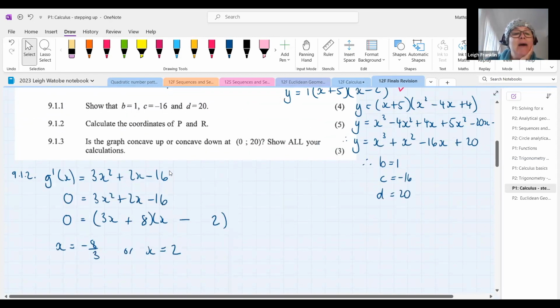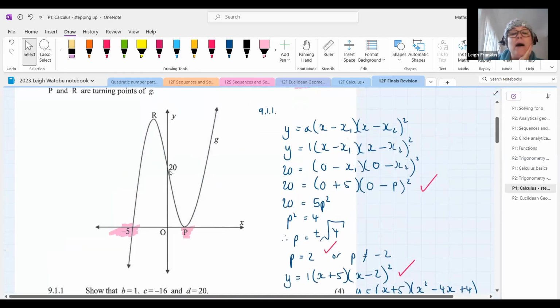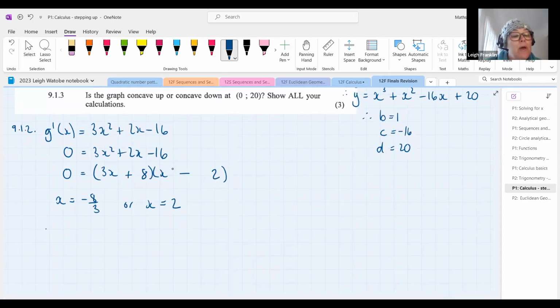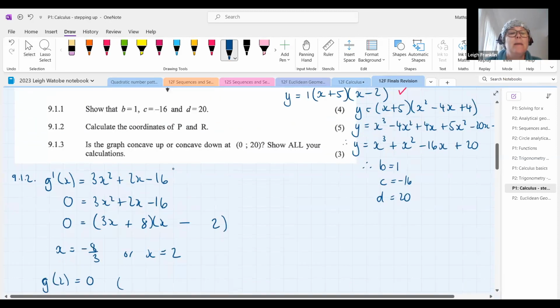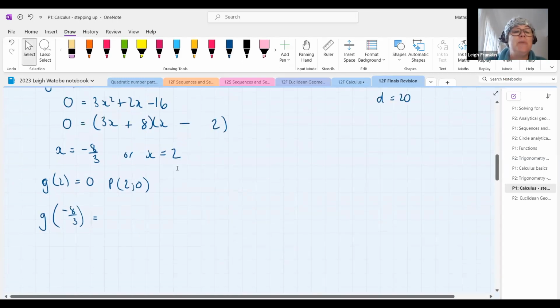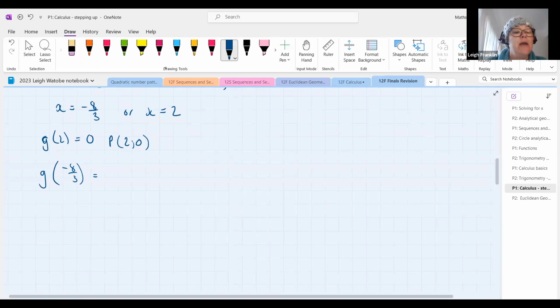All right, now we need to go and calculate the y coordinates at these points. So we already know that g of 2 is going to give us 0. So we know the coordinates at P are (2; 0). Now we need to calculate g of -8/3. And because we're putting in a nasty fraction, we're expecting a nasty fraction out.